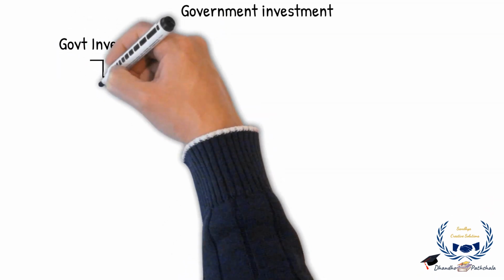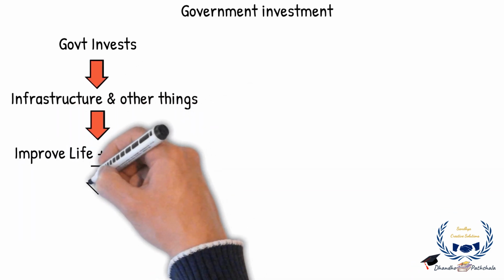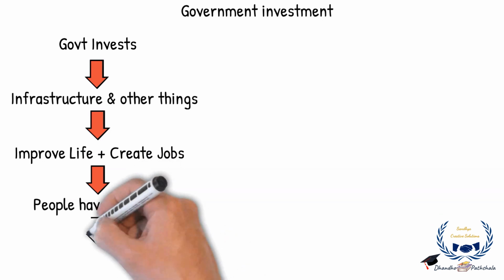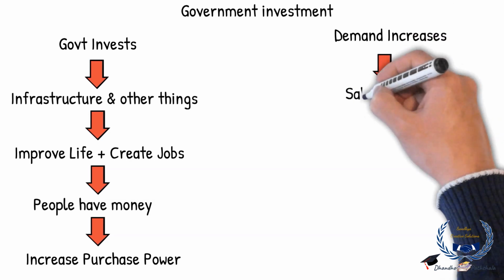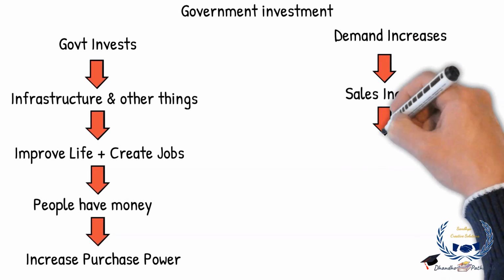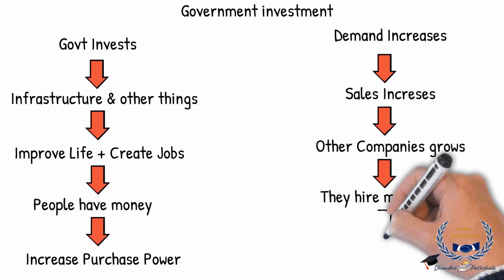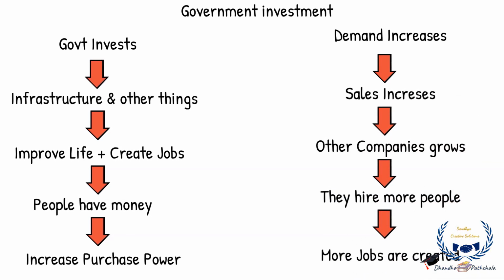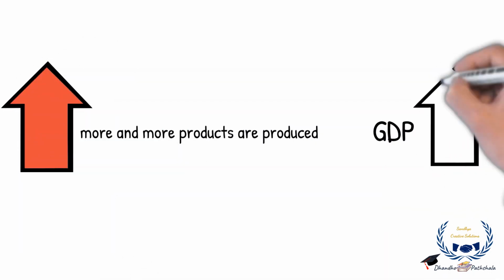Fourthly, government investment plays a huge role. If the government invests more money to build infrastructure and other things, not only it will improve the quality of life in the country, it will create jobs. The companies directly or indirectly involved in those projects will make lots of profit. They will further hire people to grow. Even more people will get a job. This cycle will slowly improve consumption. Pause the video and watch the flow chart carefully. So more and more products will be produced, and GDP will improve.